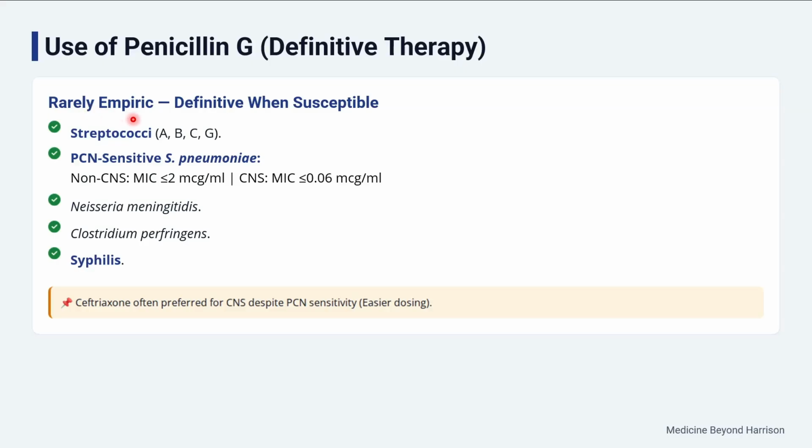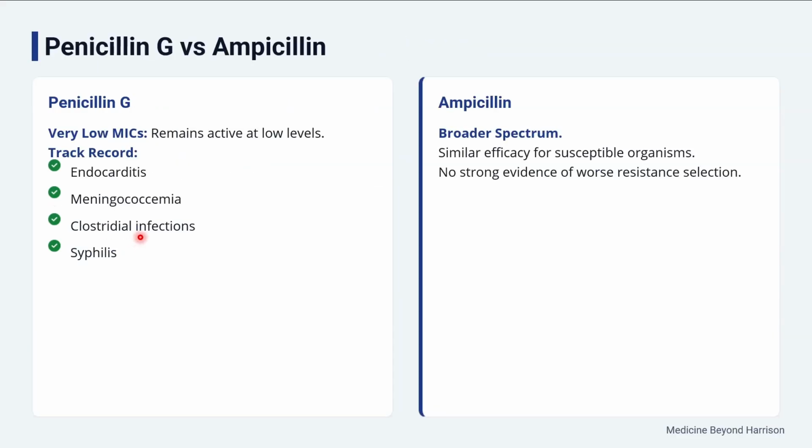So it is rarely empiric, and is definitive and susceptible only for Streptococci, Streptococcus pneumoniae, Neisseria, Clostridium perfringens, and syphilis. Ceftriaxone is preferred for CNS despite penicillin sensitivity because of easier dosing. So nowadays we prefer ceftriaxone instead of penicillin G for most use cases except syphilis.